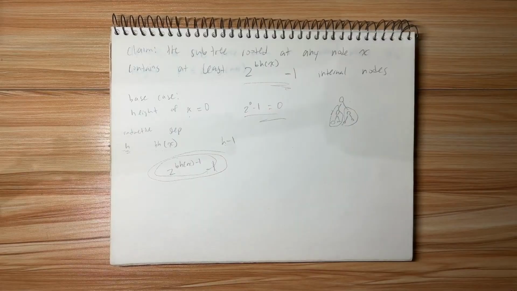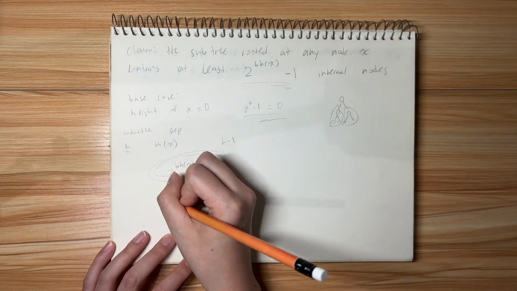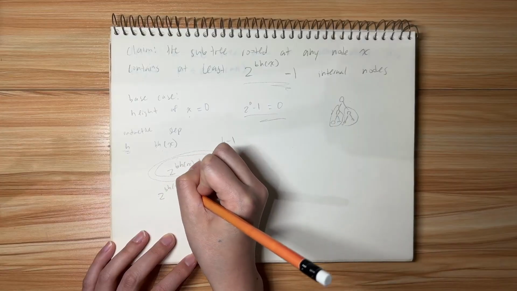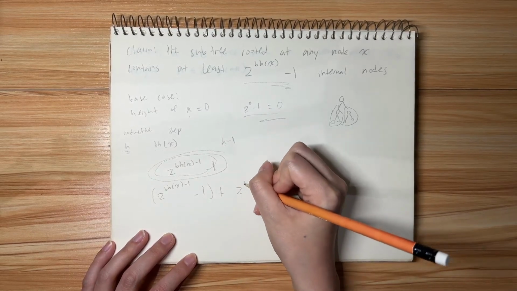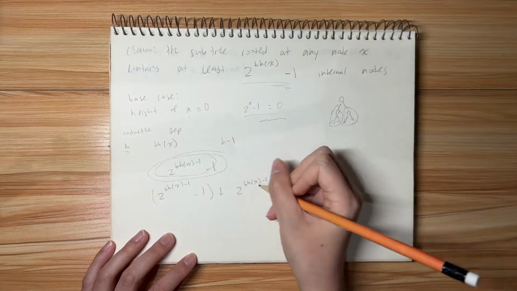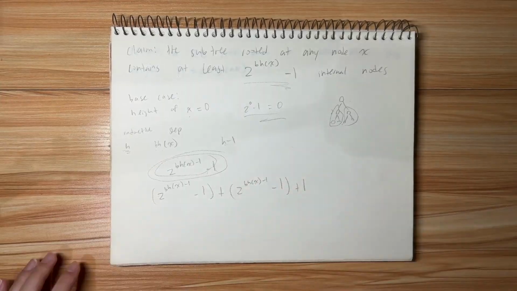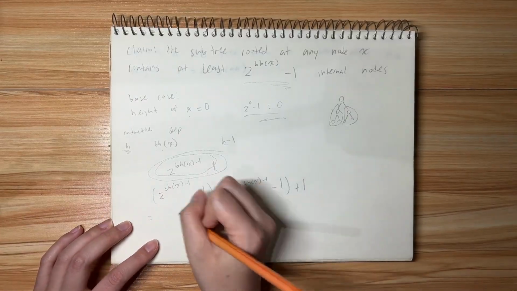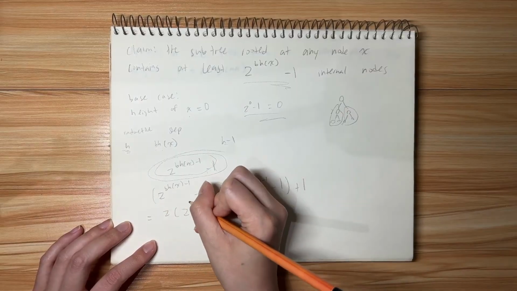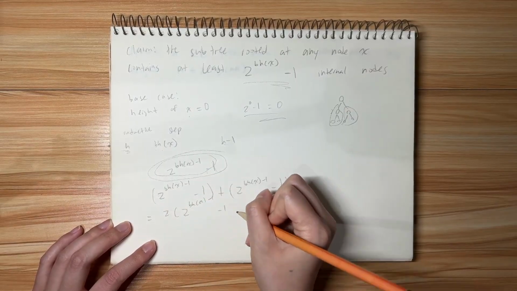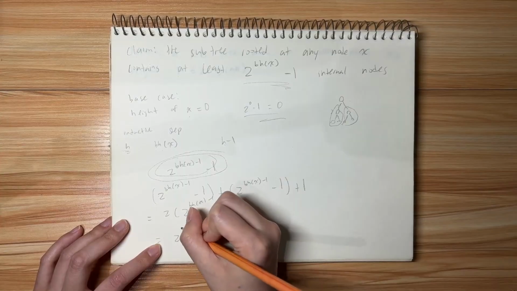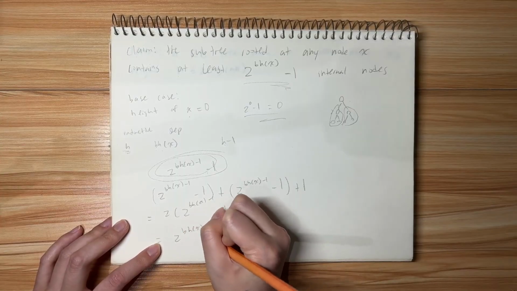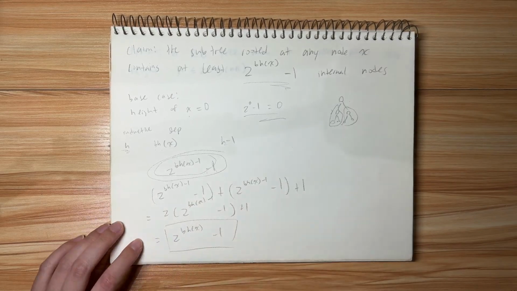So the subtree rooted at x will contain at least 2 to the bh x minus 1, minus 1, plus 2 to the bh x minus 1, minus 1, plus 1 internal nodes. And if we just simplify this, if we just do some algebra, we can eventually simplify it down to this.